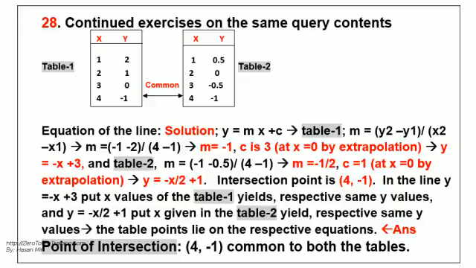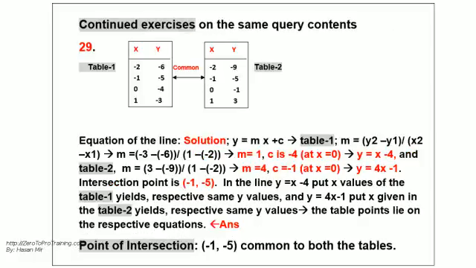Exercise 28. Equations of lines in slope-intercept form yield, respectively: Table 1 is y equals minus x plus 3 and Table 2 line is y equals minus x/2 plus 1. Intersection point is (4, minus 1). Exercise 29. Table 1 line is y equals x minus 4 and Table 2 line is y equals 4x minus 1. Intersection point is (1, minus 5).